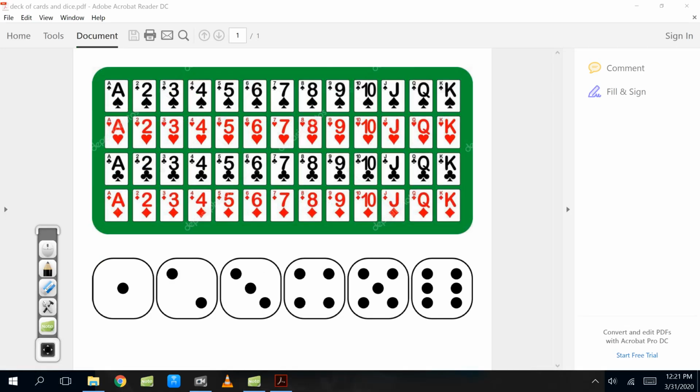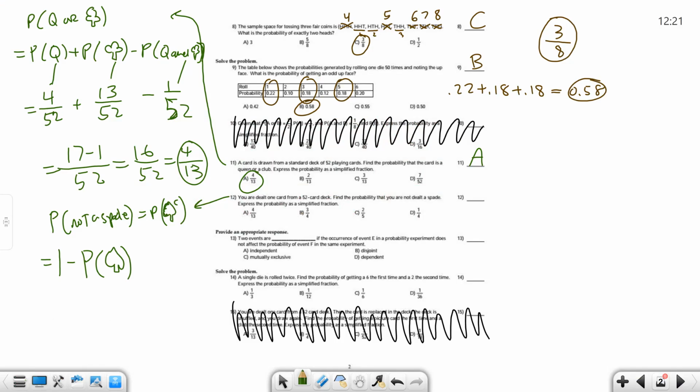How many spades are there? Well, the top row of spades, there's 13 cards up there, 13 spades out of 52 total. So this is 1 minus 13 out of 52, but we also said this is really 1/4. 1/4 of the cards are spades, 1 row out of 4 rows. So this is 1 minus 1/4, which is the same thing as 4 over 4 minus 1/4, which is 3/4. All right, so 3/4 for 12 here. 3/4 is the probability, which is B, that you're dealt a card that's not a spade.